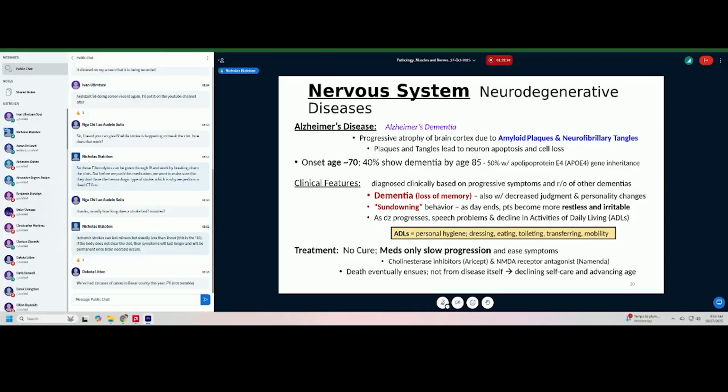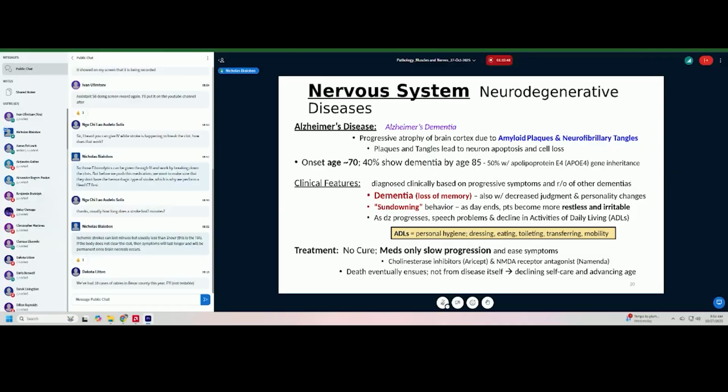As symptoms progress, we're destroying a lot of that brain cortex. Like I told you, they're going to have problems with other issues. They're going to have problems with taking care of themselves, and so this puts a lot of stress on caretakers. There's no cure for this. We can give meds to slow the progression and ease the symptoms, but it's not going to cure them. Some examples of some meds are down under that, but you don't have to memorize those meds or anything like that.